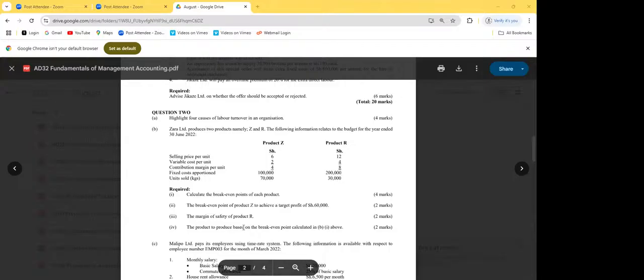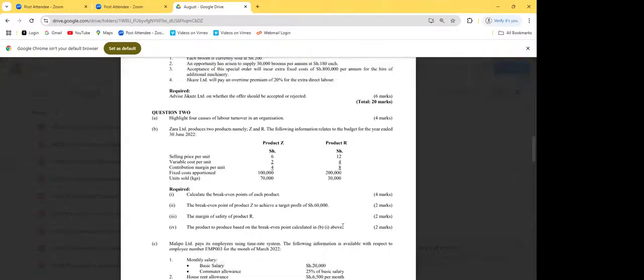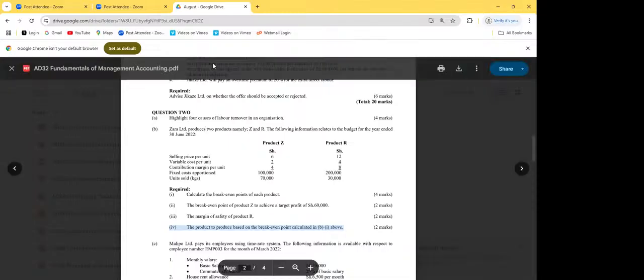So the product to produce based on the break-even point is very simple. How many units are you going to produce if you are using the same resource? The one with the lowest quantity will be the one to be produced, because you just produce a few of them and you have your break-even point. That is what you're going to produce to maximize your profit with the lowest number of resources committed to it.